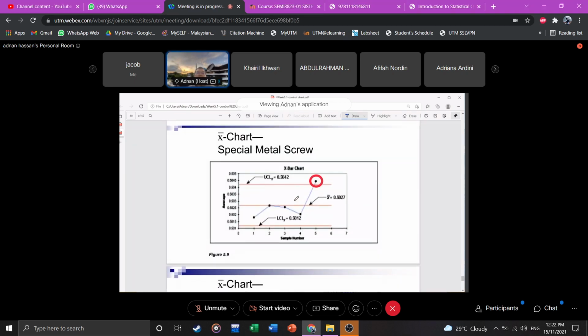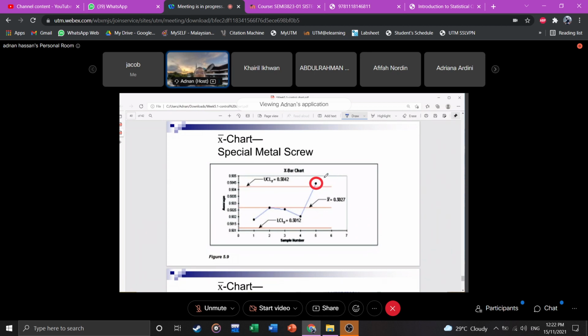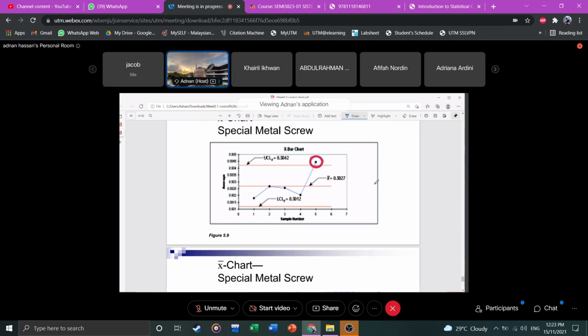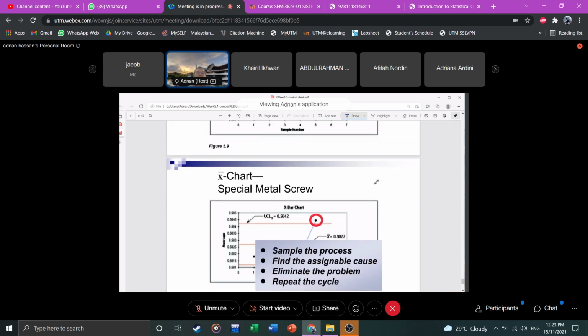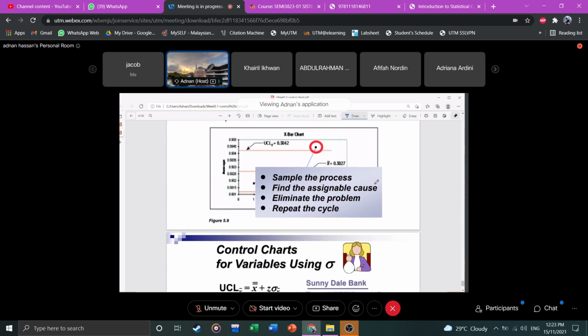Let's say there is one point here outside. This is outside because it is already beyond the control limit. This point shows that something is wrong with the process, so we need to investigate. If we know that it's an assignable cause, we remove this and we revise the control chart. So here, find the assignable cause, eliminate the problem, and repeat the cycle.